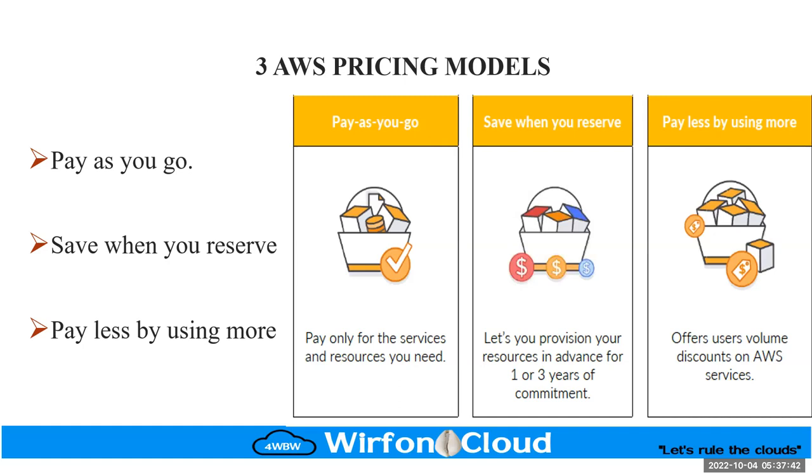There are three main AWS pricing models. You have pay as you go, you have save when you reserve, and you have pay less by using more.